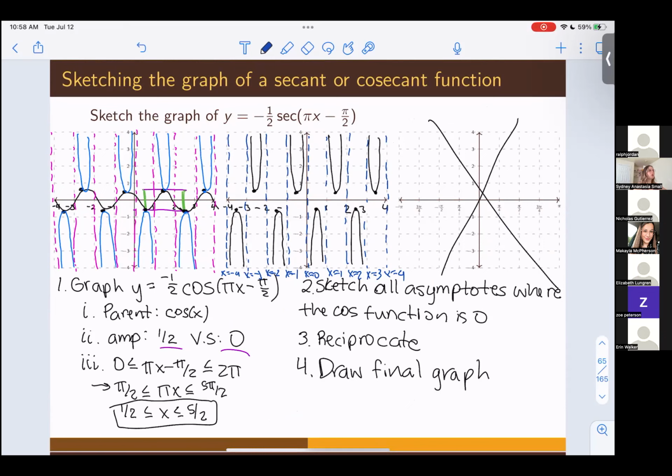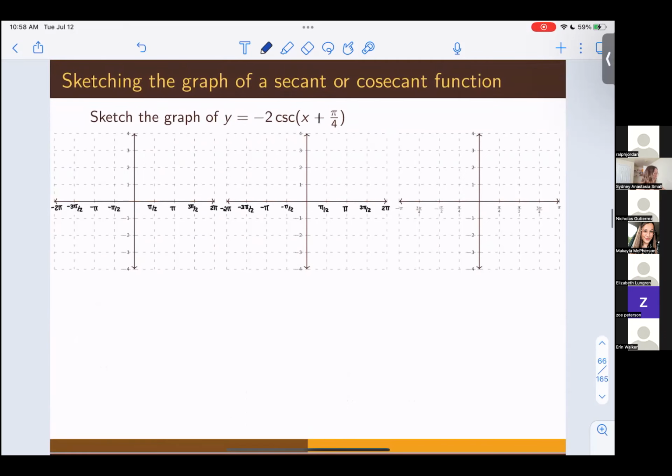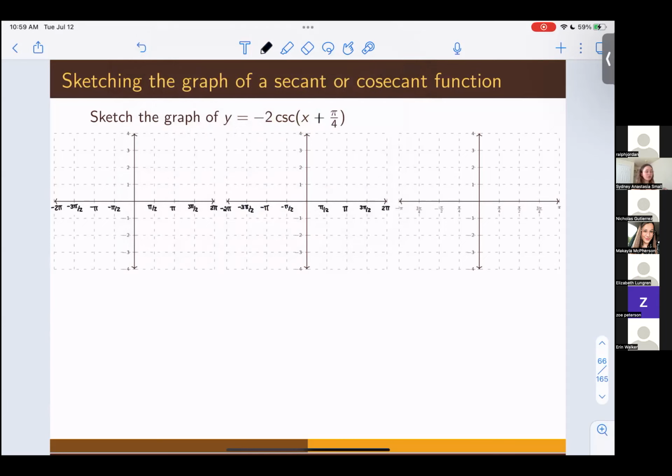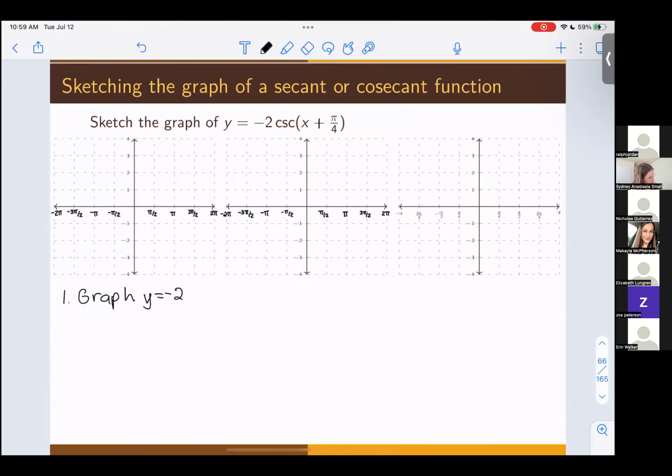Okay, we're going to do one more example with the cosecant function, and then that is actually it for today. So we want to sketch the graph of y equals -2 cosecant of x plus pi over 4. To do this, first, we want to graph the same function except using the reciprocal of cosecant. So step 1 will be to graph y equals -2, and the reciprocal function of cosecant is sine. So we're going to graph -2 times the sine of x plus pi over 4.